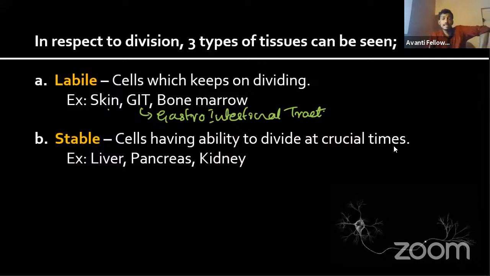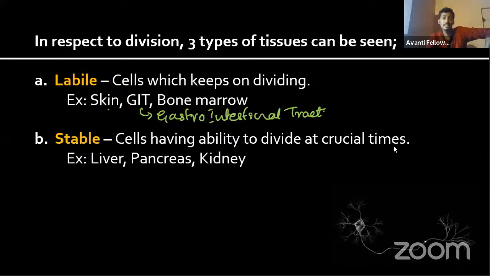Labile cells are almost equal to meristematic cells, but these are not meristematic cells. To get a name like meristematic, the cells should be continuously dividing, and they can form other types of cells also, but these are not like that, right? So that's why we won't call it meristem, we call it labile. Okay, we'll come back to the stable.